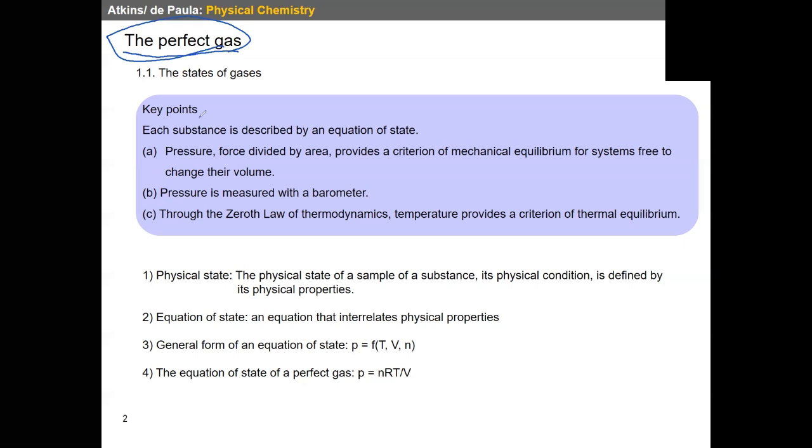So what is the key point for this chapter? First, we will learn about the state of gases. Equilibrium could be one state of these gases, and I will talk about more details about the state of gases. But anyway, the key point of this chapter is, let's read it together: each substance is described by an equation of state. So what this means? Any of the materials you are interested in can be described by an equation of state. For example, if you have a balloon like this, in the balloon there is some air.